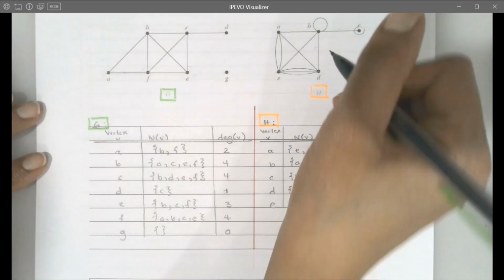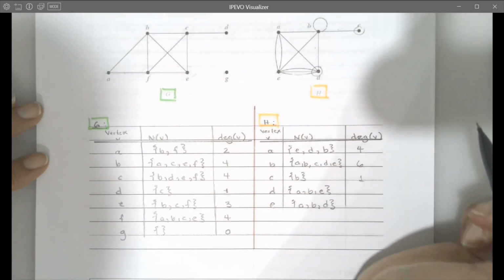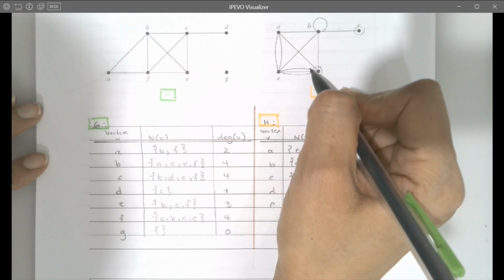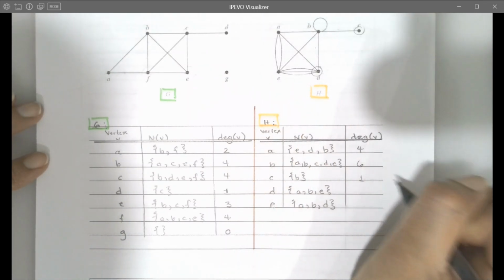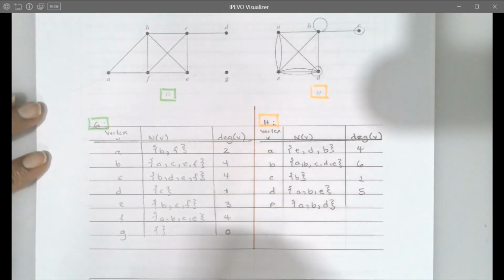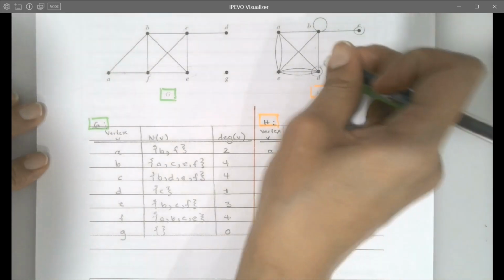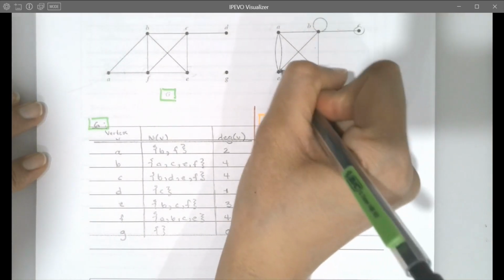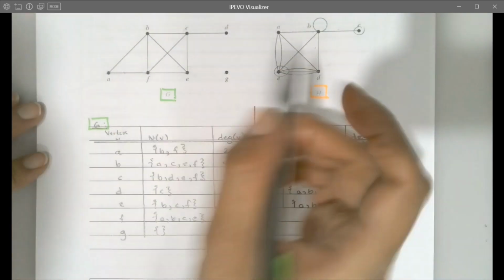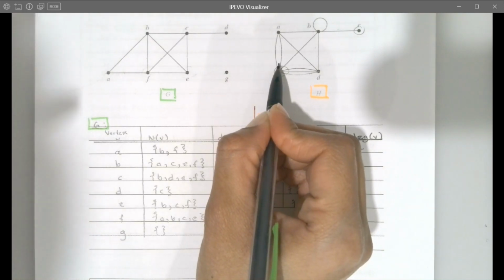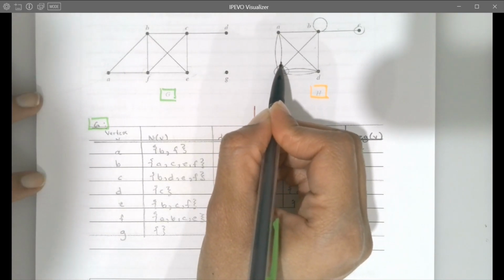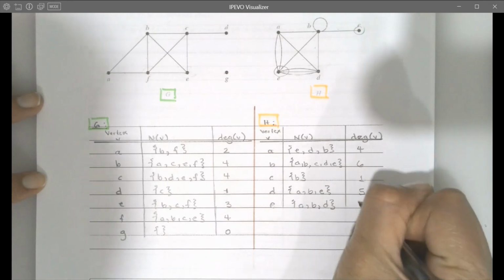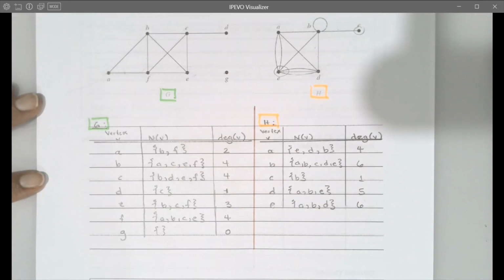So what is the degree of D? So D has 1, 2, 3, 4, 5 edges that are incident to it. So that means that the degree is 5. And last one, we have node E. So we're focusing now here. And how many edges incident does it have? So it's 1, 2, 3, 4, 5, and 6. So that means it has a degree of 6.